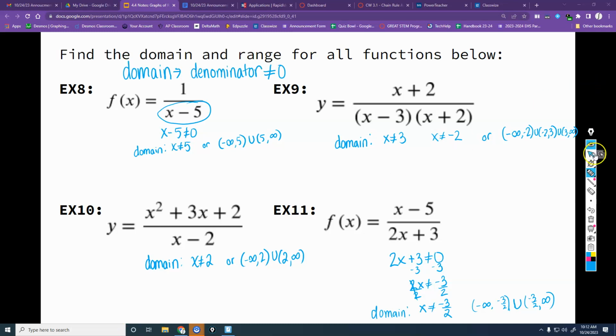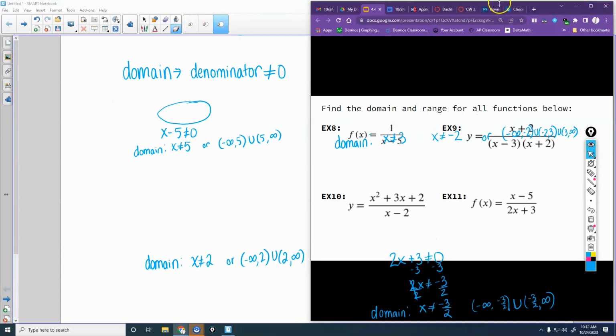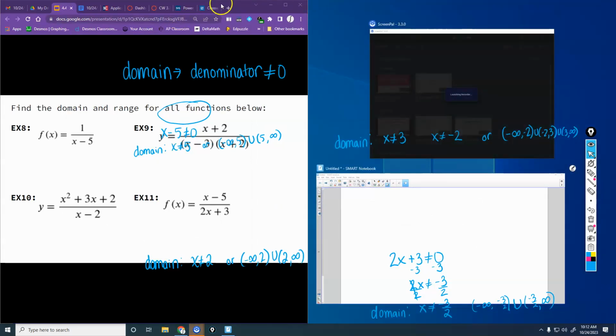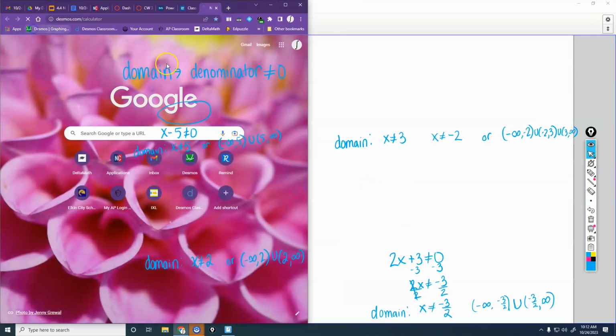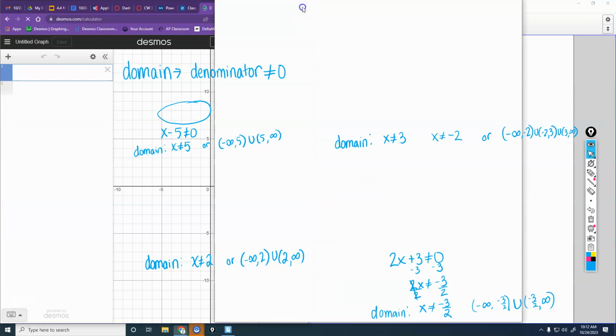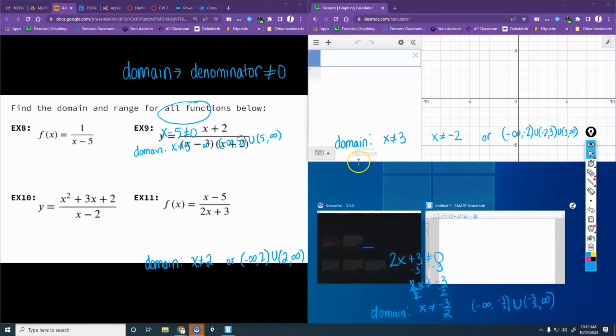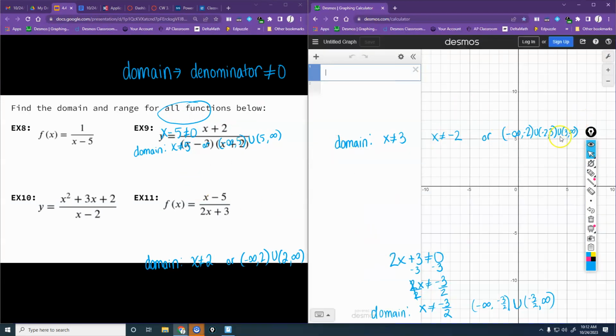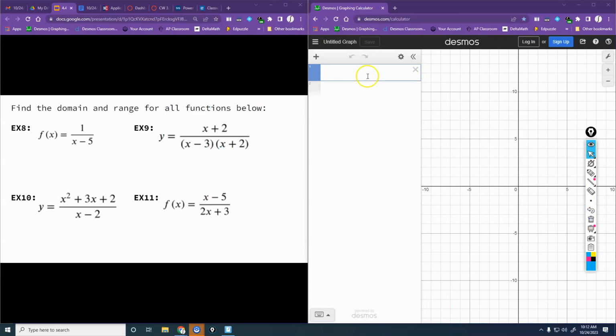Range, however, there are ways to do range without the calculator, but I do not think it is easier, and I don't want to spend time doing that. So if we go back and do range for this, if we type in f of x equals 1 over x minus 5.